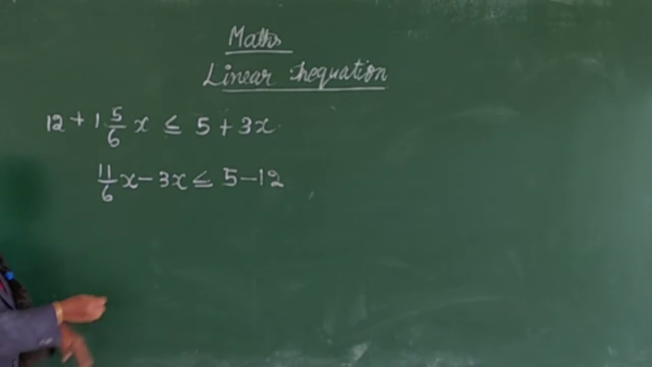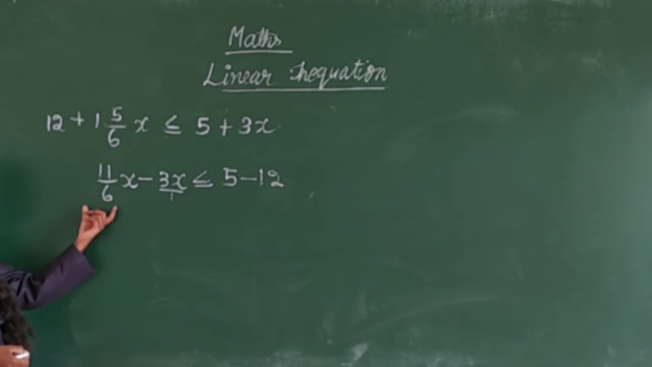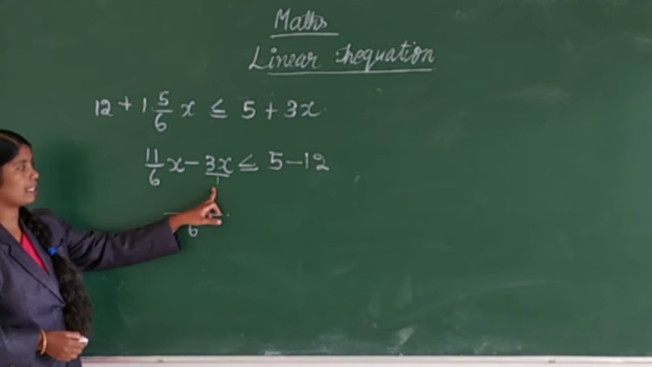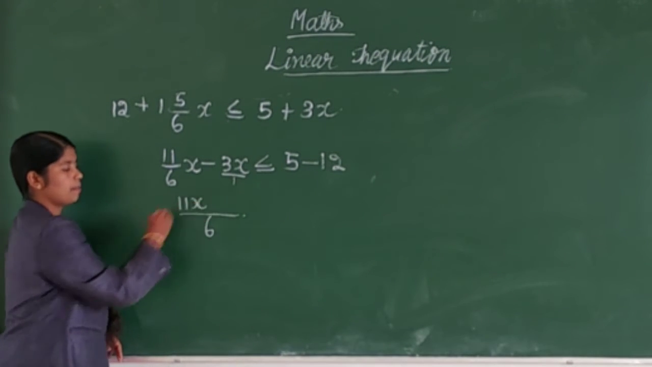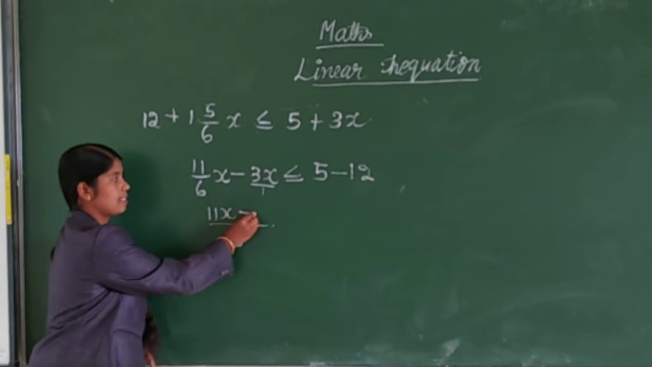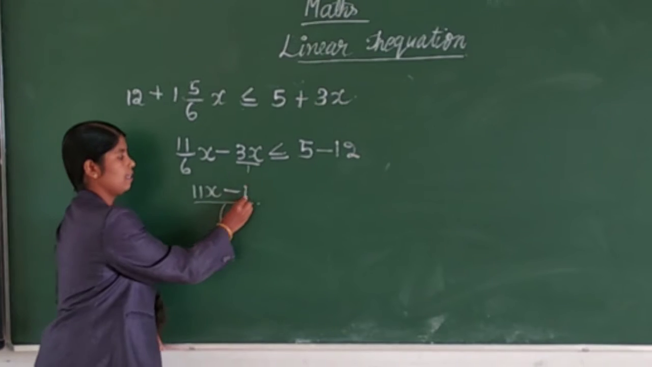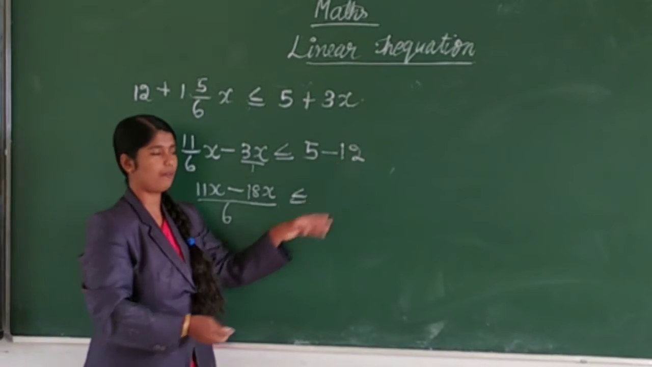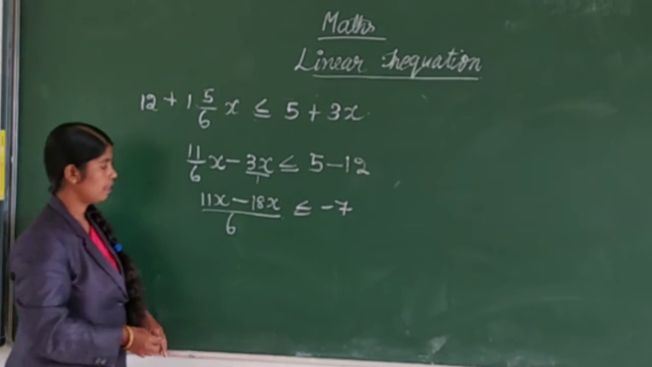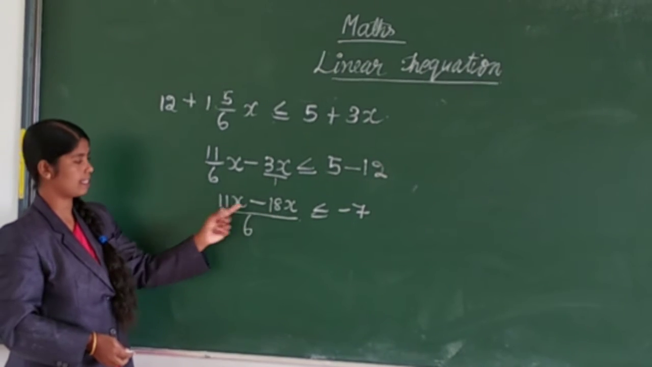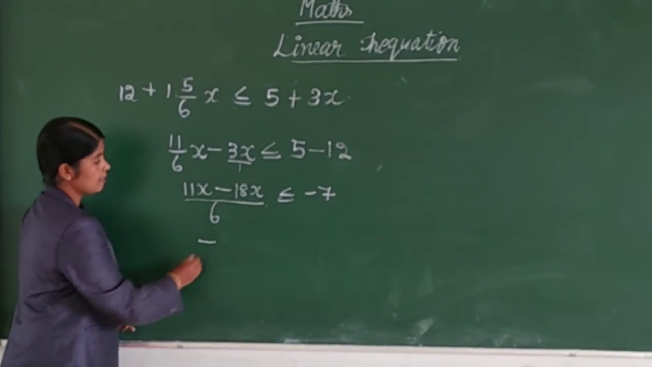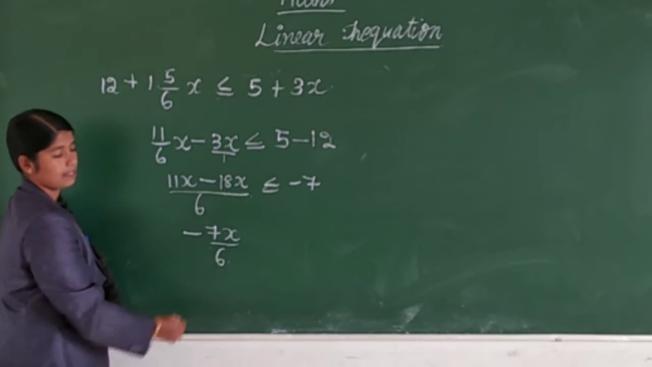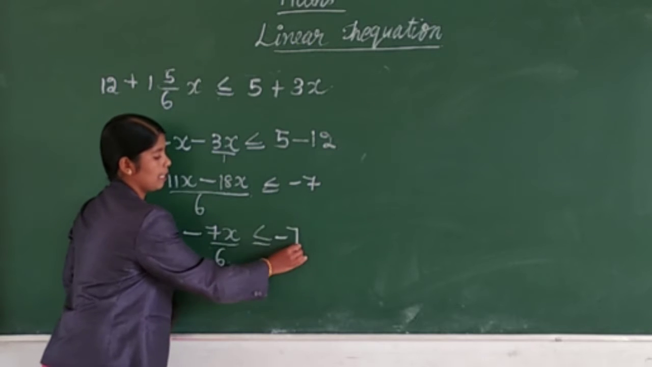Then take the LCM. Here the denominator is 1. The LCM for 6 and 1 is 6. Cross multiply. 11 ones are 11. So since we have x, mention x. Then here minus sign. 6 threes are 18x. Less than or equal to 5 minus 12. It is minus 7. Then 11x minus 18x. It is minus 7x divided by 6. And here less than or equal to minus 7.